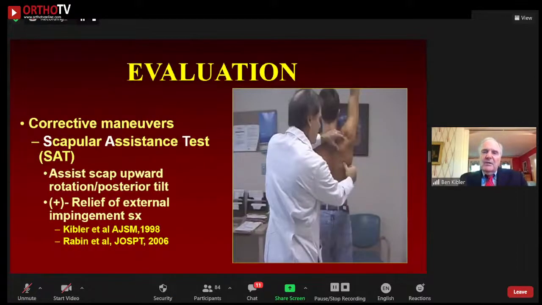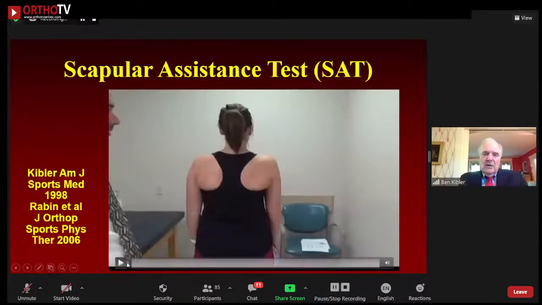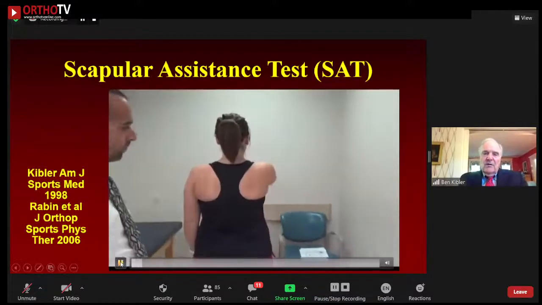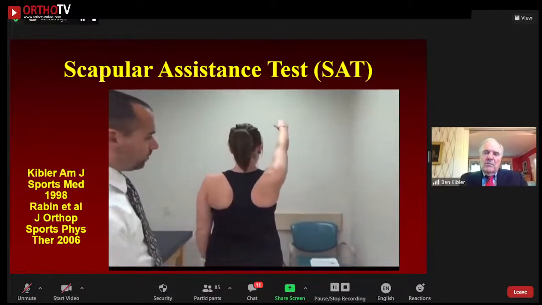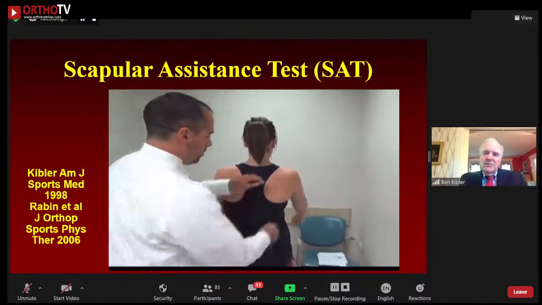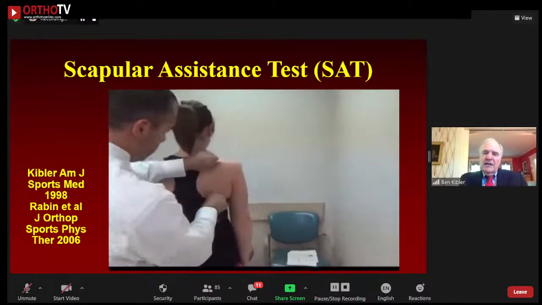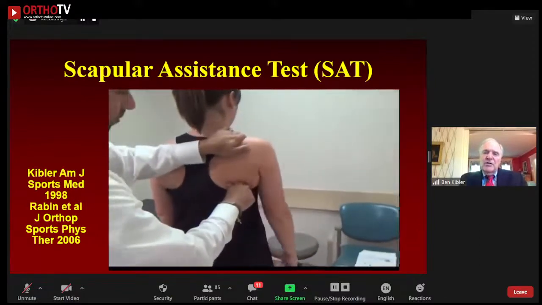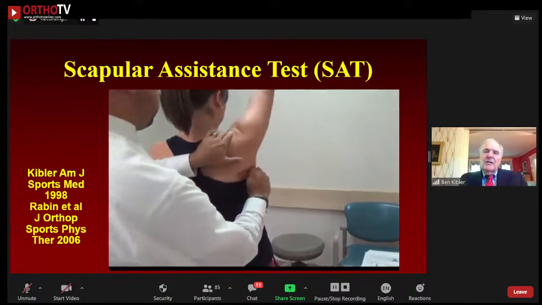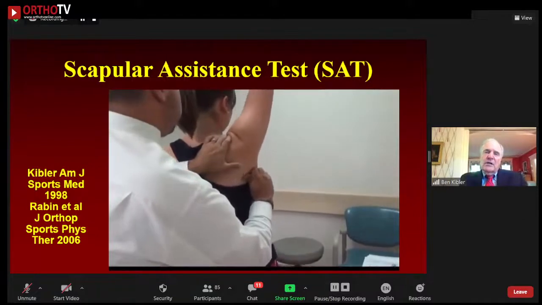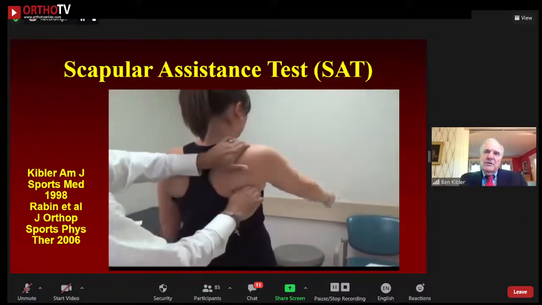One is called the scapular assistance test, where you assist the scapula in rotation. And the positive there is relief of your impingement symptoms, improved range of motion. And once again, to do this, we have them raise their arm, check the amount of motion they have and the symptoms. Then you just stabilize and assist. You don't push it, you just assist as they come around. And what you do is you actually increase the posterior tilt and upward rotation.